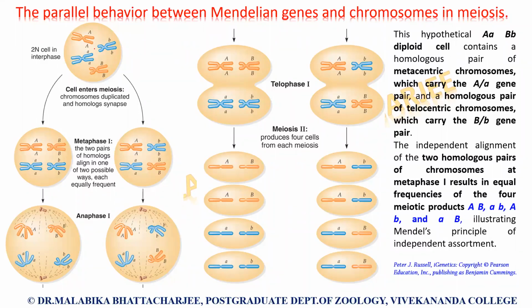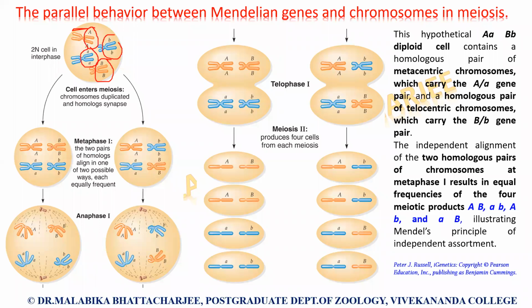So let us look at this picture. If you see here, there are two sets of chromosomes. There is one, this saffron color chromosome, and then we have this blue one. If you look, the saffron one has a set of capital A alleles and a set of capital B alleles, and the blue one has a set of small a alleles and a set of small b alleles. Now the cell enters meiosis.